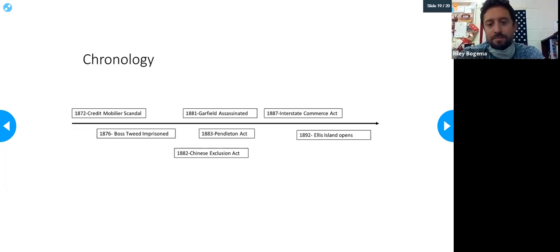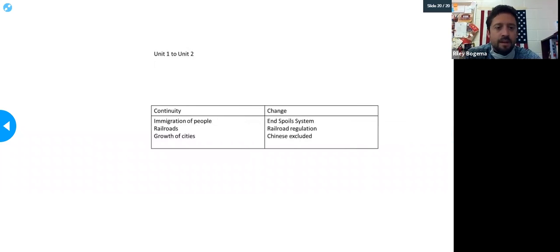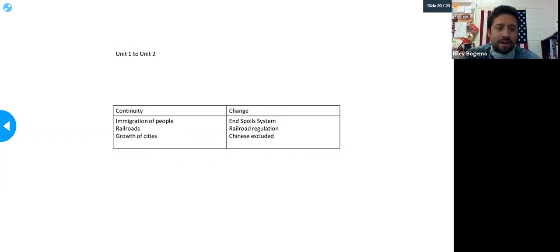The government's going to start regulating industry a little bit here in 1887 with the Interstate Commerce Act, and in 1892 Ellis Island opens to help document the immigrants flooding into the country from Europe. So what's continuing in America during this lesson? We have immigration, we have railroads, and we have cities growing. What has changed by the end of this lesson? Well, we have the end of the spoils system. We do have railroads and regulation, and we have Chinese being excluded from immigrating into the United States.